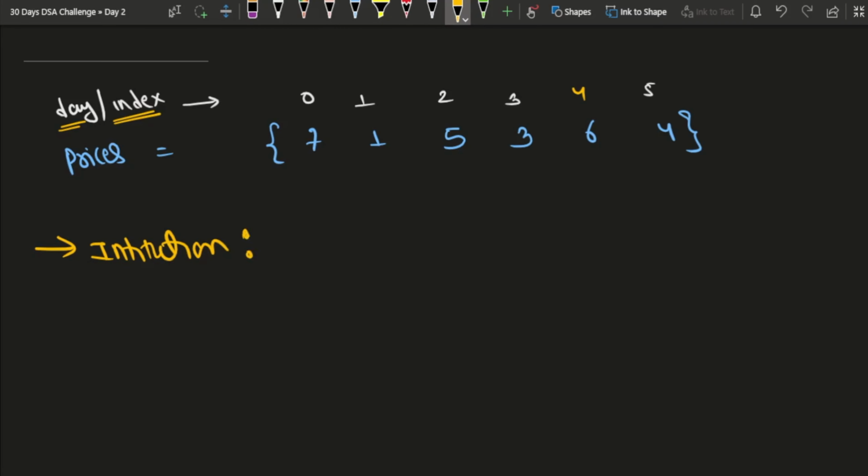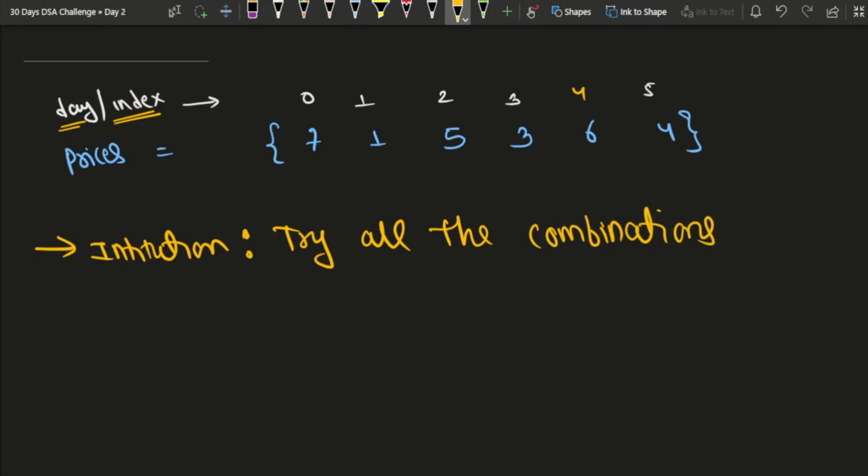Okay, so now the intuition. The naive intuition which is coming into my head is I will try all the combinations, and then I will return the maximum profit which I can make. Now what is the meaning of trying all the combinations?